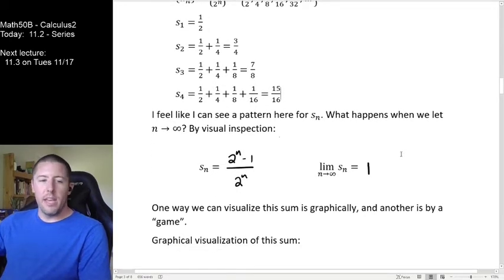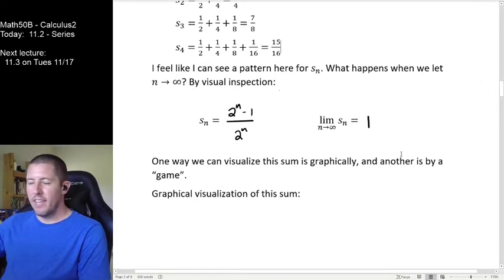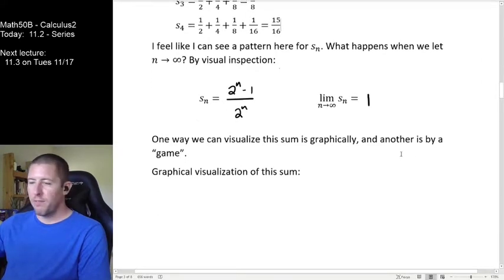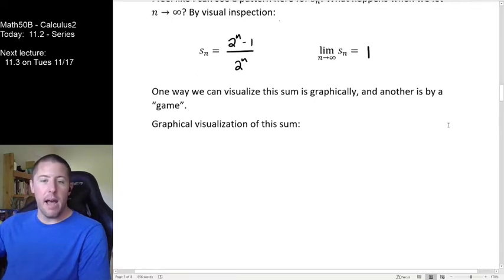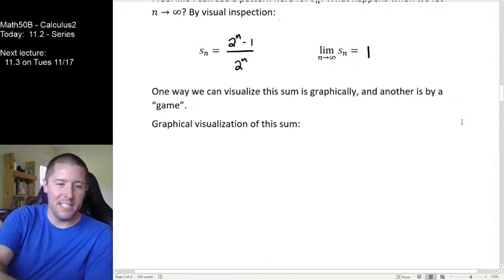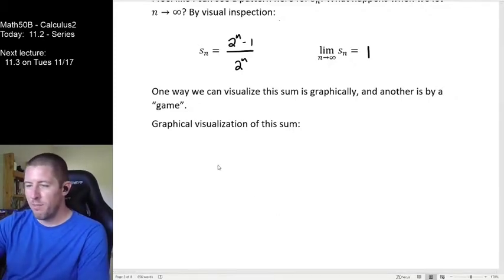There are two different ways that we can visualize this. Both of these are not traditional math ways of visualizing things, which I think is a very, very practical thing for us to do here. One way we can do this is visualize what's happening graphically here. And another way is by a game, which neither of these seem directly sensible. All right, so here's what I'm going to do.